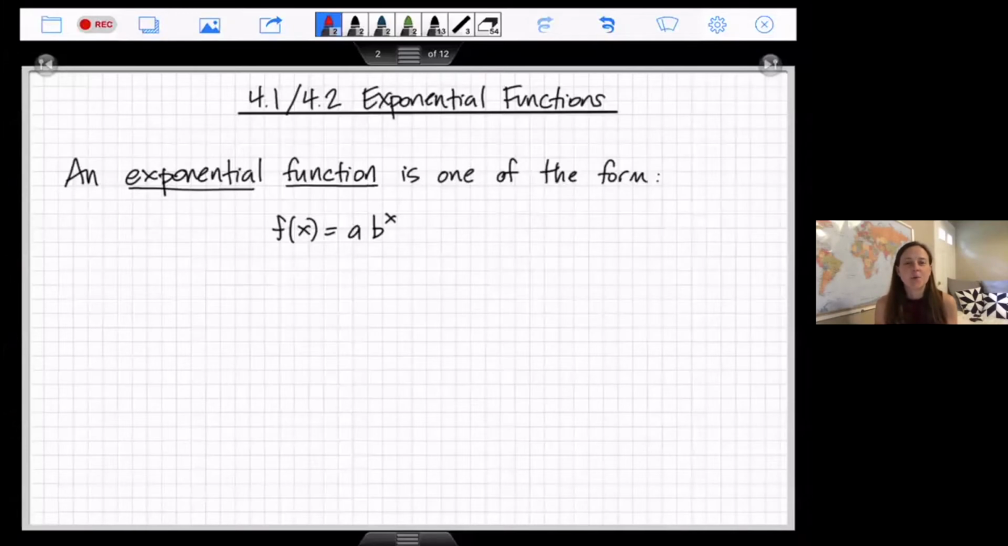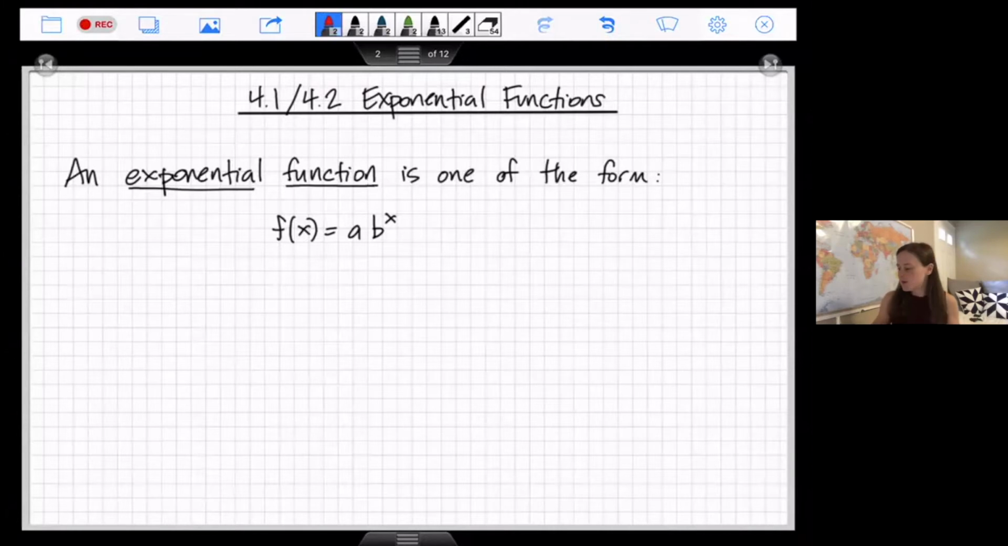All right, sections 4.1 and 4.2 are all about exponential functions, so I'm going to lump them together into one thing. So we have here the definition of an exponential function. It's one of the form a times b raised to the x. So instead of having x squared, where x is in the base, now x has moved into the role of the exponent, and it completely changes what's going on with these functions.